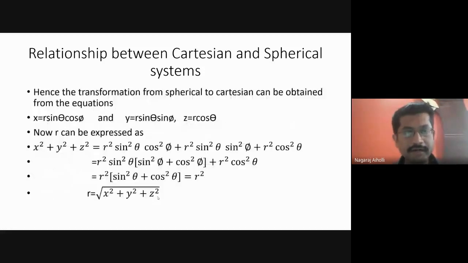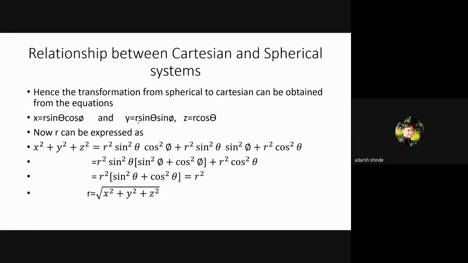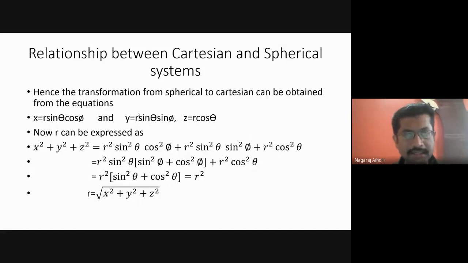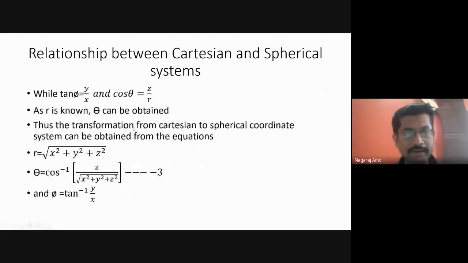Next, let us try to find y by x. This is our y, and this is our x. If I take y by x, what will get cancelled out here? Can you tell me? R sin theta cancels, sir. Exactly. R sin theta in both of them cancels. Hence, we get y by x equal to sin phi by cos phi, which is tan phi. Tan phi is equal to y by x, or phi is equal to tan inverse y by x.